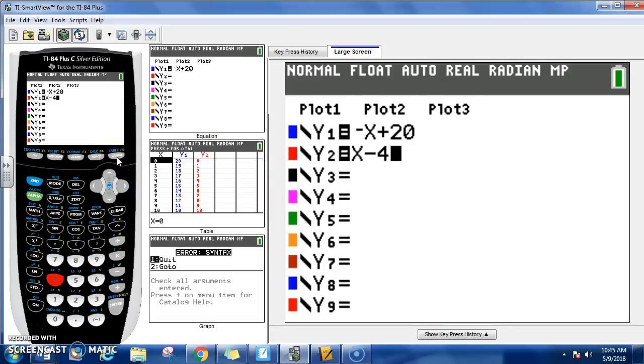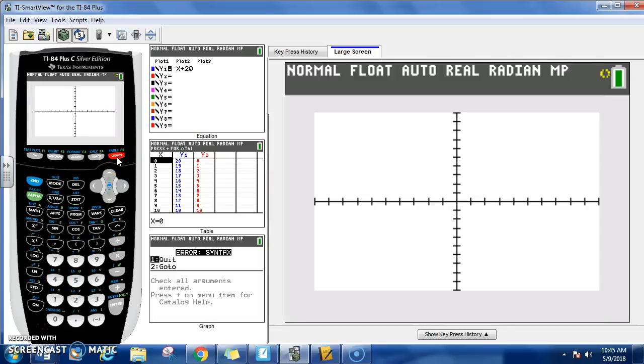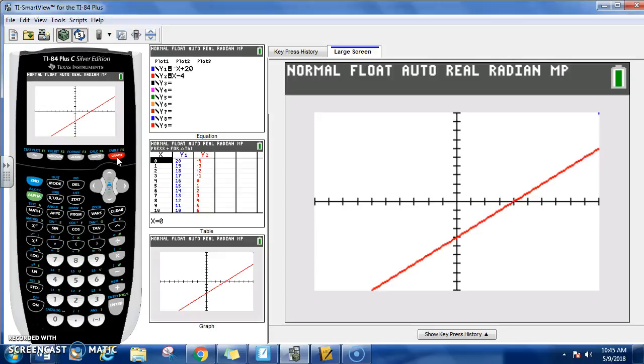Okay, so now we want to take a look at it. We're going to hit graph. Okay, and again, you can do this by hand. You know how to graph in slope-intercept form. And we are looking for the point of intersection. All right, so there's the negative 4 graphed with our slope of 1 over 1. And now we're waiting on it to graph, let's see, the 20.